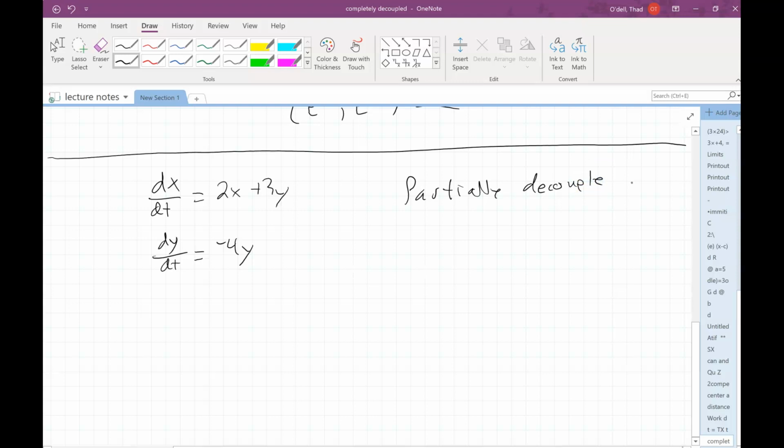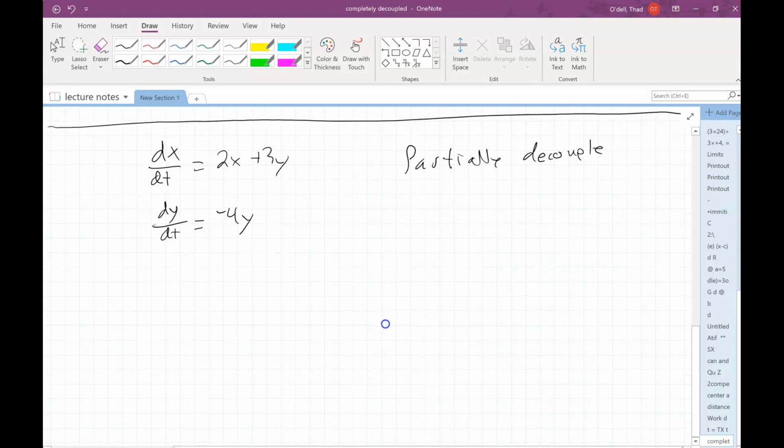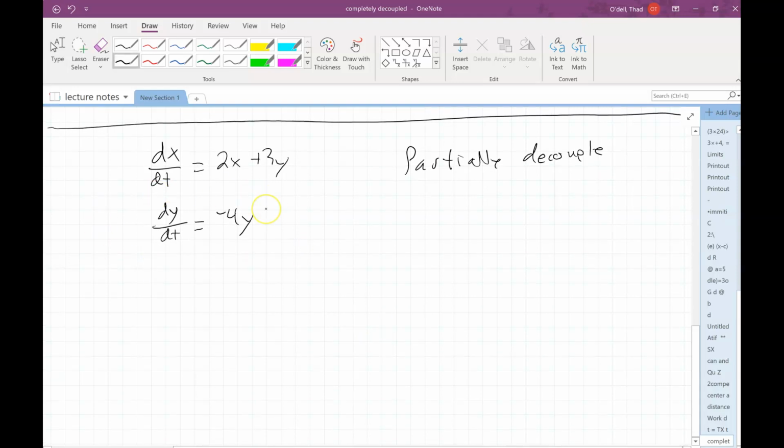If they're coupled, which means they're not partially decoupled or completely decoupled, then many of those systems are impossible to solve, and we'll have to use some of the geometry techniques that we learned earlier. But in this case, we're going to be able to solve this one also. So first thing is you take the one that is independent, and we'll solve that. So you can do dy over y is equal to negative 4 dt. And we've done this so many times we can do it in our sleep now, right?